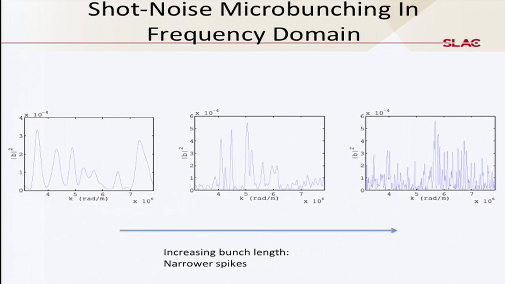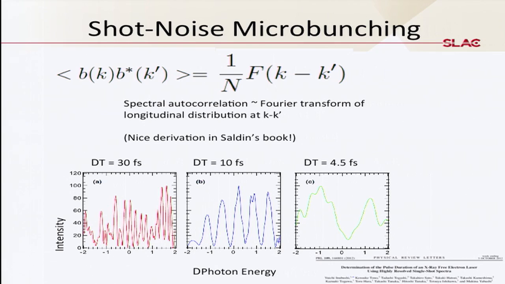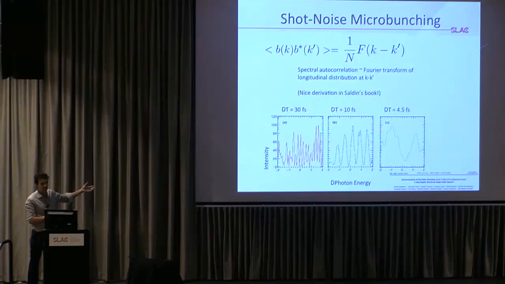Or you can be a little more rigorous, and there's a very nice derivation of this in Saldin's book. It's also in my notes, but I want to credit Saldin, it's pretty beautiful. If you calculate the spectral autocorrelation function of your bunching function, as a function of frequency, it is essentially the Fourier transform of your zeroth order charge distribution, so the smooth charge distribution. Its value at k minus k prime is the correlation function of the microbunching at two frequencies k, k prime, right? Which means that if you go 1 over your bunch length away, this function is close to zero, so you have no microbunching correlation, right? So these spikes are correlated over 1 over the bunch duration.